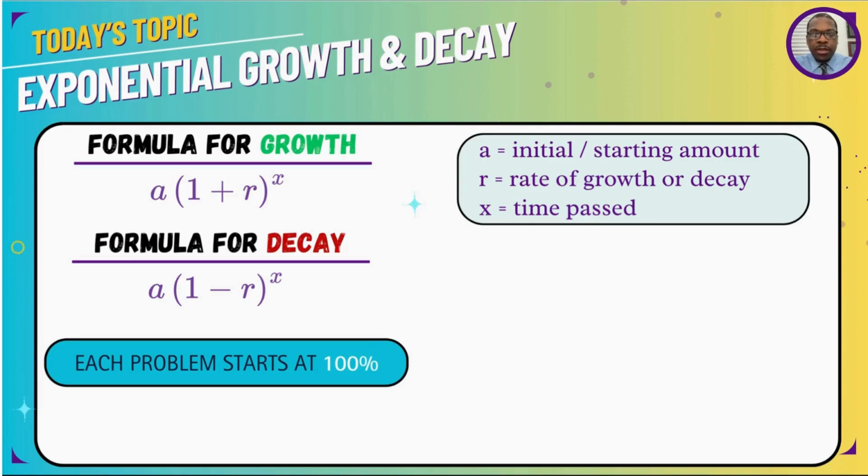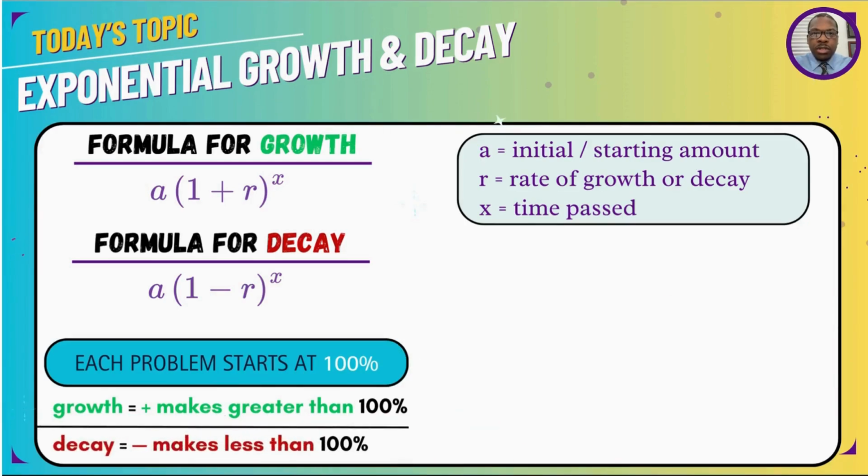Now, one thing to note, which makes this concept super easy: every problem starts at 100%. Growth makes it go above 100%. You start with 100% and then you're going to add more to it. But decay does the opposite. Decay starts with 100%, but because decay means to take away, decay is going to subtract and make you have less than 100%. So once again, every problem starts at 100%. Growth makes it go above 100%. Decay makes it go below 100%.